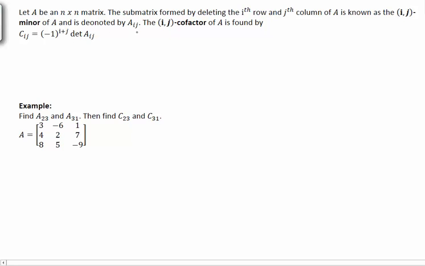So this sign, this -1 to the I plus J, is really just a sign. Some of these are going to be positive and some of these are going to be negative. The easy way to remember it is the very first entry in the first row, first column will be positive. After that, we're going to do a checkerboard pattern to determine the rest. We just kind of checker out positives and negatives. And this will determine the sign in your cofactor.